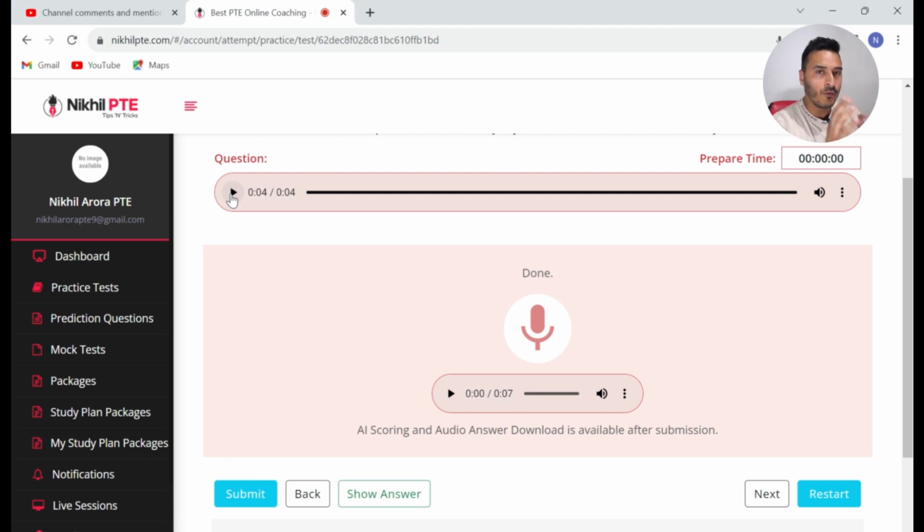So firstly, what you have to do? Speak. But before you speak, you must practice 40 to 50 repeat sentences. After 5 or 7 days, it's not a one-day process. It will take some time, right? So what do you have to do? 40 to 50 repeat sentences you have to practice.